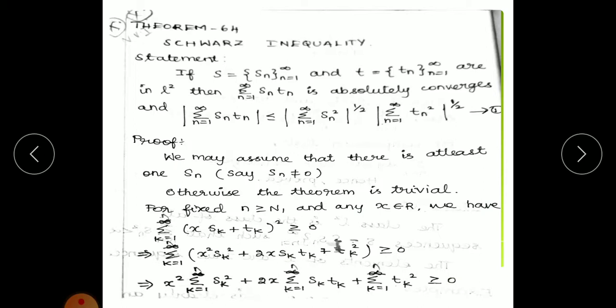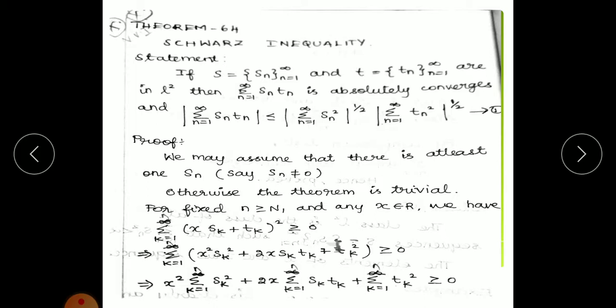Statement: if S equal to Sn, that is a sequence, n equal to 1 to infinity, and Tn is a sequence, both in the class L squared, then the series Sn Tn converges absolutely, and the modulus of summation Sn Tn is less than or equal to the modulus of summation Sn squared to the power 1 by 2, into the modulus of summation Tn squared to the power 1 by 2. We have to assume that there is at least one Sn not equal to 0, otherwise the theorem is trivial.